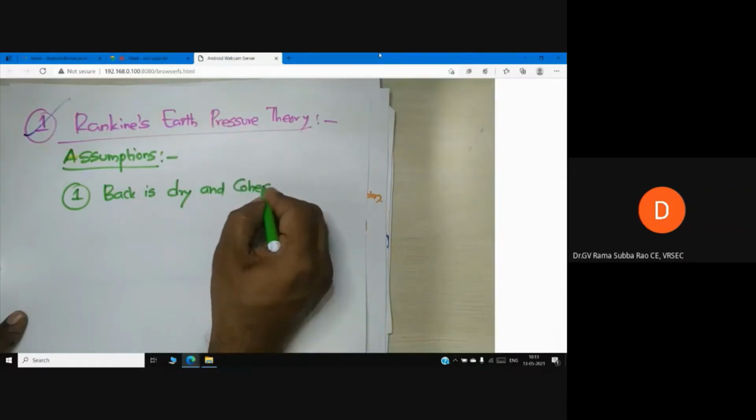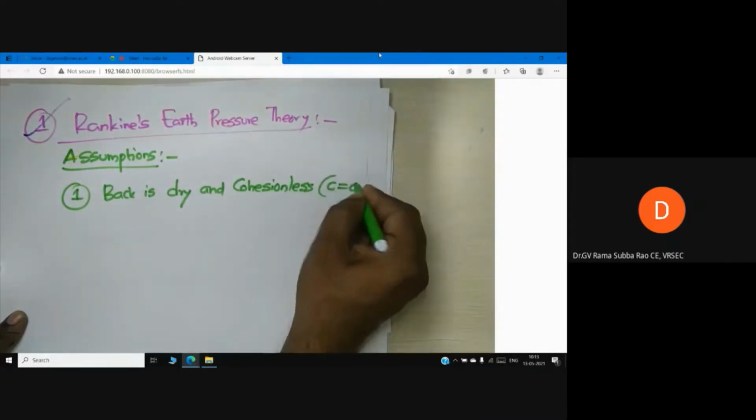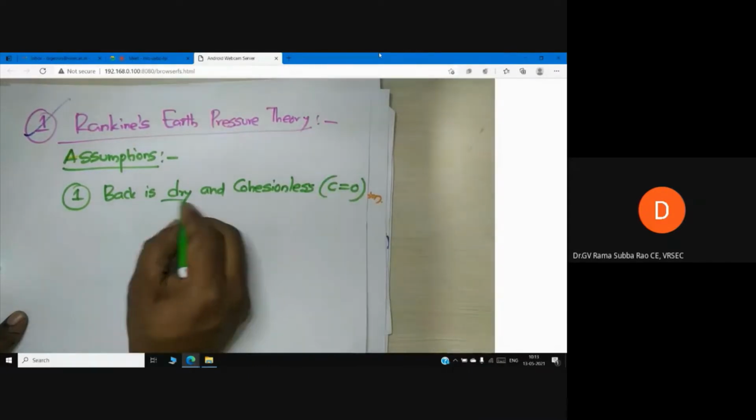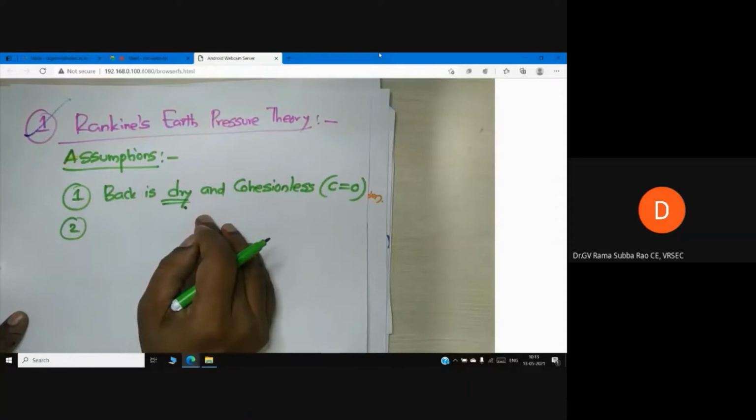Backfill is dry and cohesionless. So your understanding, C is 0. There is no water table. That means pore water pressure is 0. So initially we are having these assumptions, but we will break all the assumptions later and discuss them as limitations.